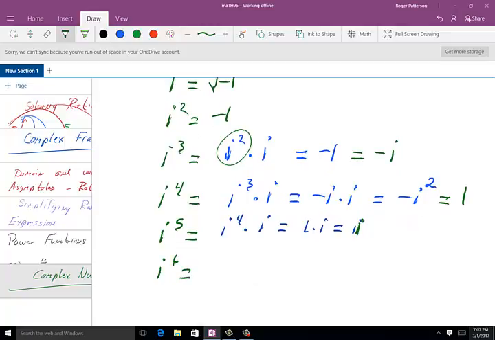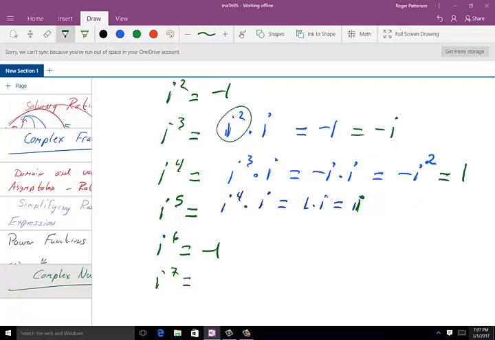You still don't think it's good yet, do you? You get to keep this on your index card for the test. i to the sixth is going to be i times i, which is negative 1. Exactly. So it starts over. i to the seventh, it starts over. So what's that one?